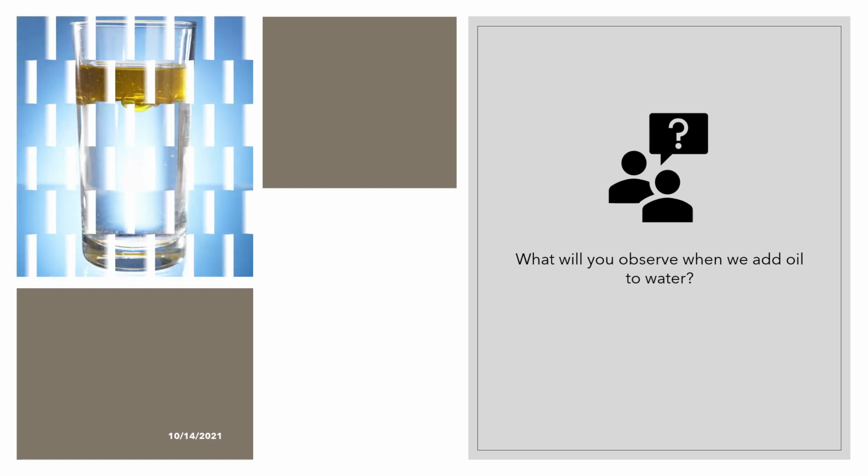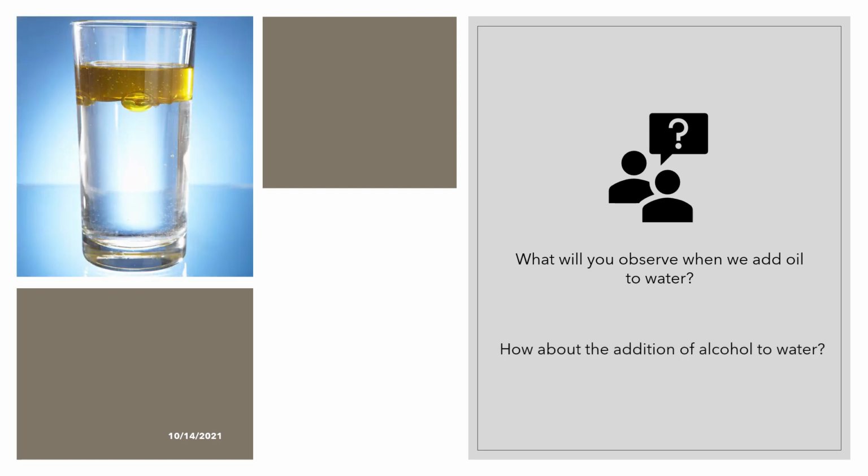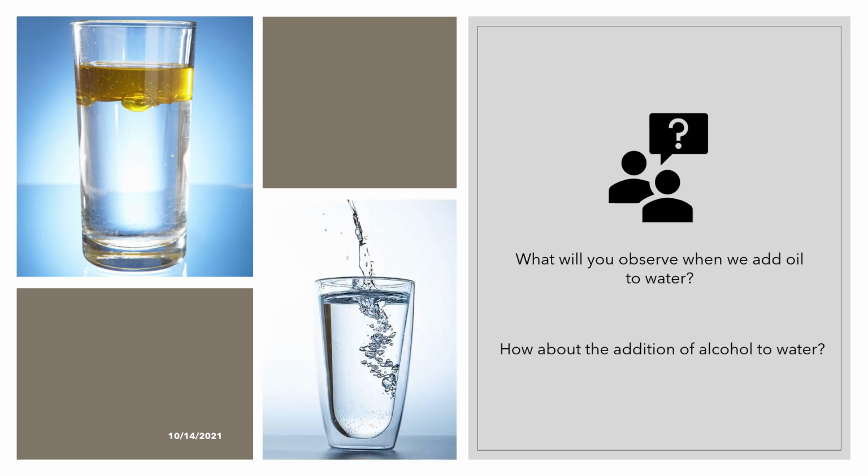Before we study more on the polarity of the molecule, let's see these two observations. What will you observe when we add oil into water? And how about the addition of alcohol into water? From this observation, you can see that adding oil into water will give you two layers of solution. This is called a heterogeneous solution. So from here, you can see that oil is insoluble in water.